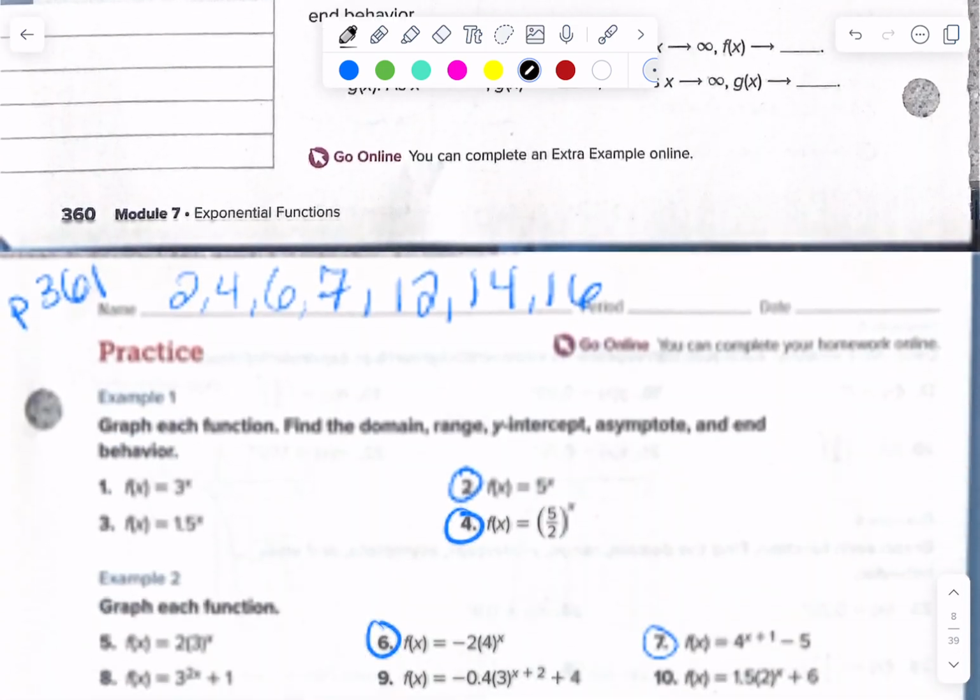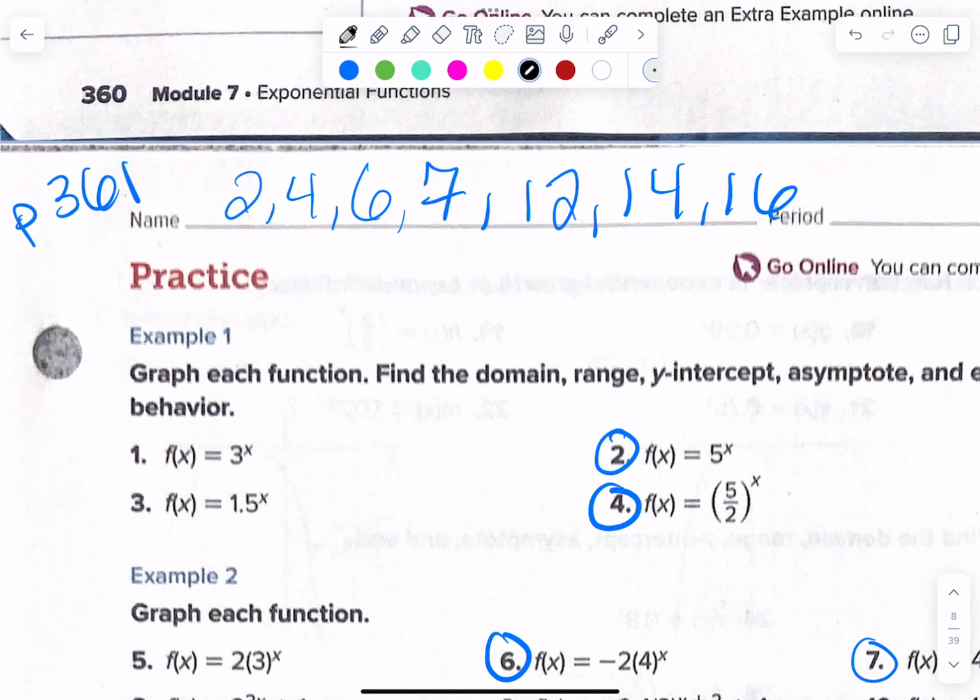Skip 7 and 8. Get started on these homework problems. Do you guys want some graph paper? Yes, please.